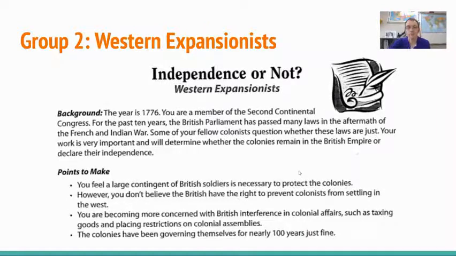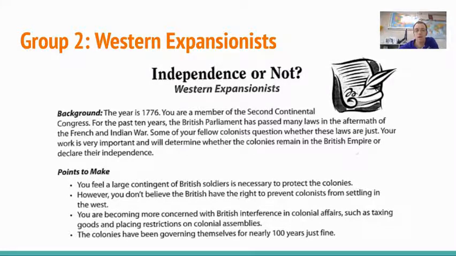Our second group, the Western Expansionists. So background's the same. These are going to be your people that are expanding out west. Now, out west back then is a little different than we know today. If you look at our map up here, out west is right here. It's near the coast. It's off the coast, but it's no further than the Appalachian Mountains. So these are people that want to go out west to farm for the most part.